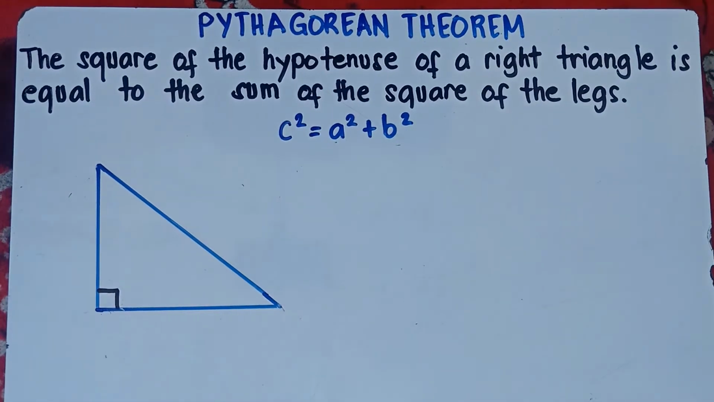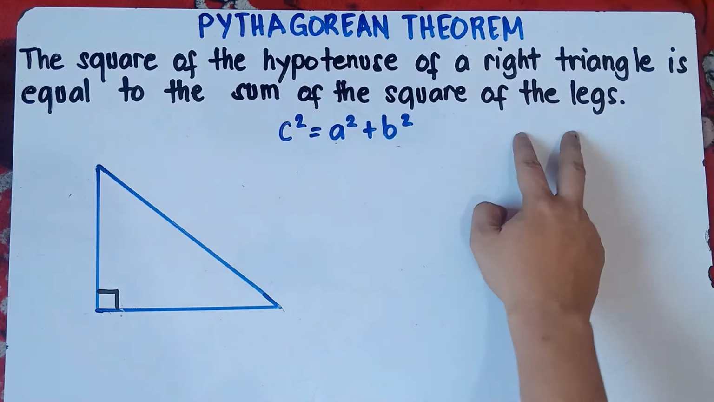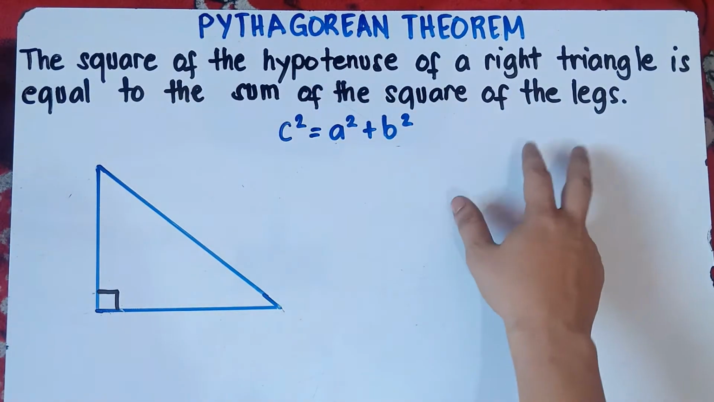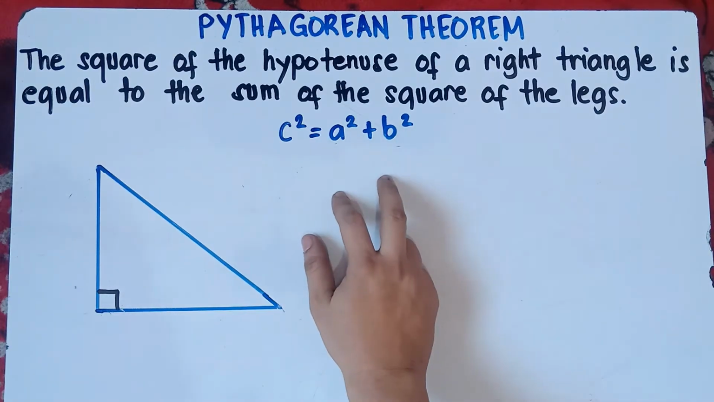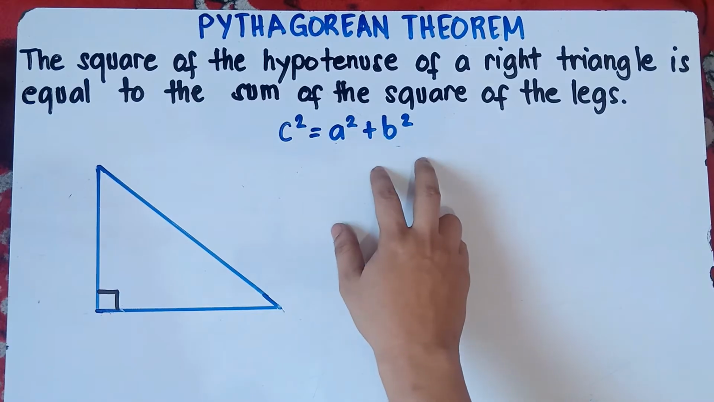Our topic for today's class is all about the Pythagorean theorem. So without further ado, let's do this topic. Now, according to the theorem, the square of the hypotenuse of a right triangle is equal to the sum of the squares of the legs. This will be the formula, class. That would be c squared is equal to a squared plus b squared.